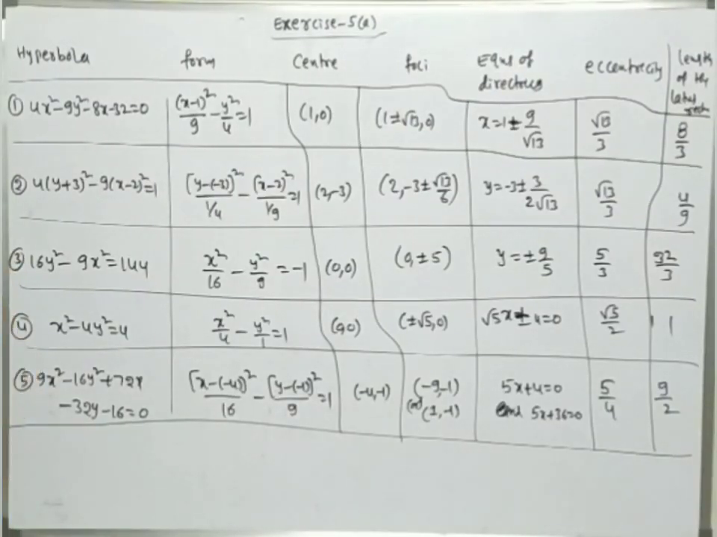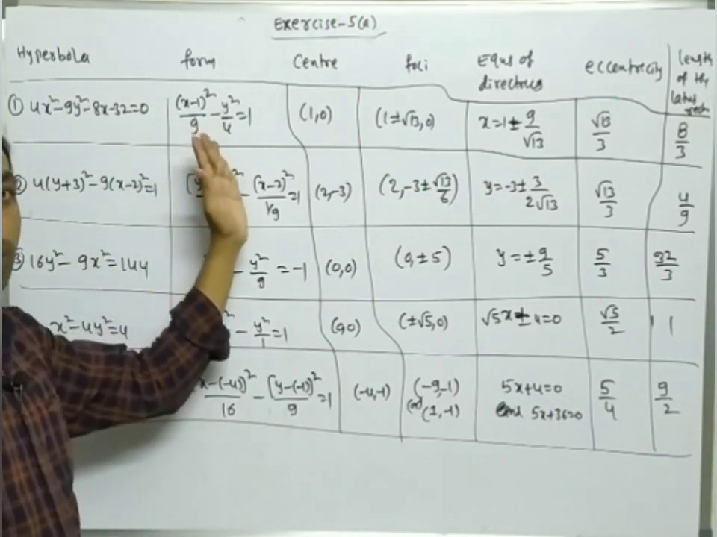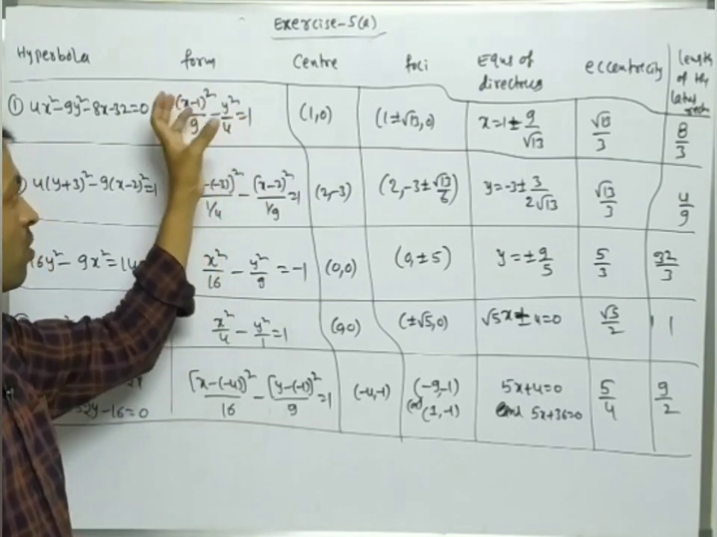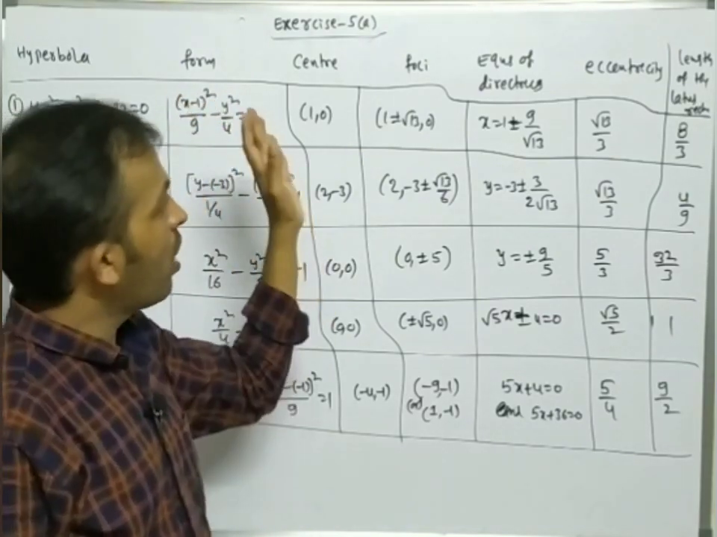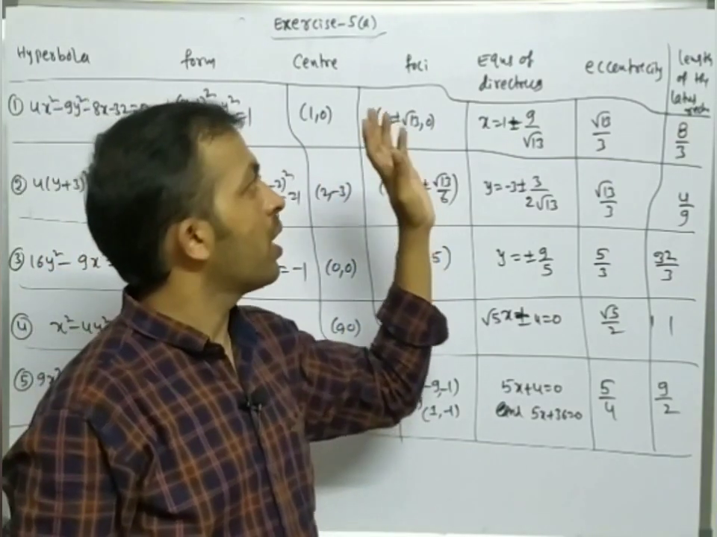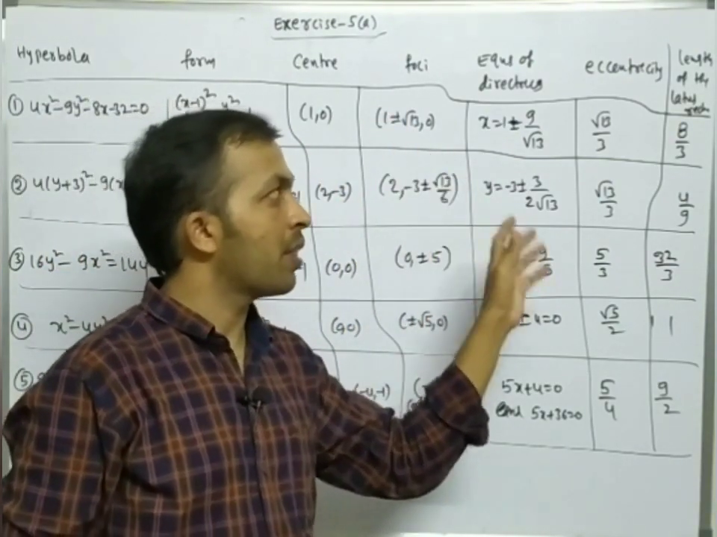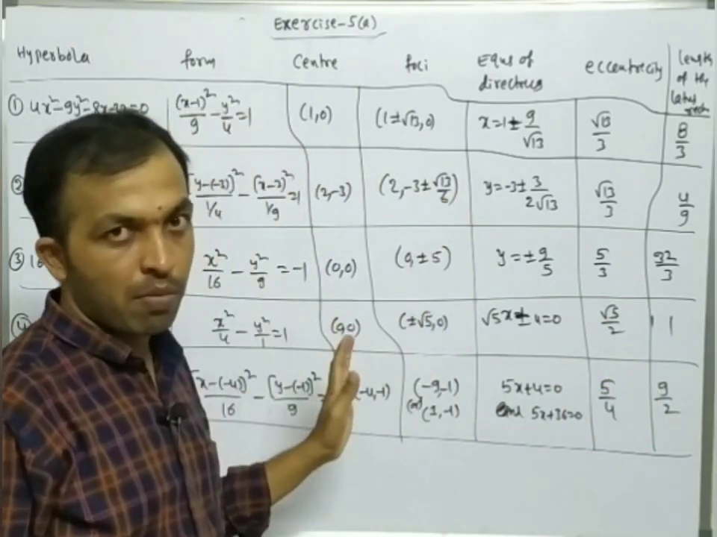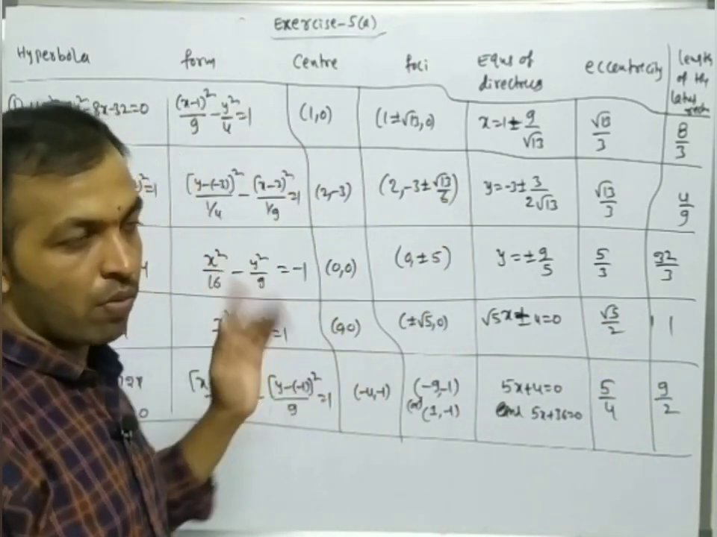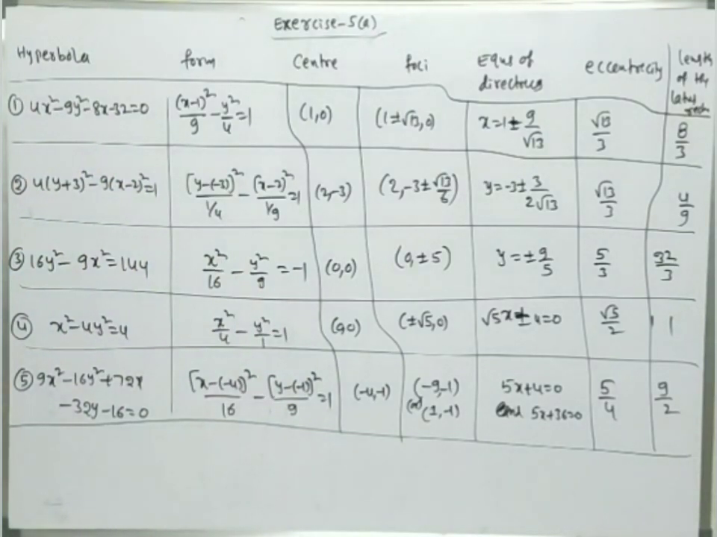These are problems similar to the previous problem. These are the equations of the hyperbolas. So convert these into one of the 4 forms. You have to get this form and compare, and find center, foci, equation of directrices, eccentricity and length of the latus rectum. Okay, so solve all these problems. This is the work for you. Okay, solve.